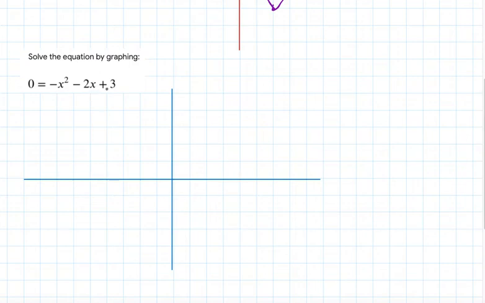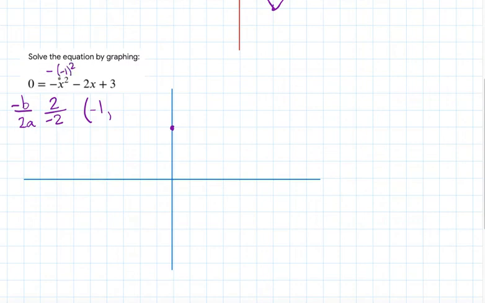So I know that I have a y-intercept at 3, and I know it's going to open downwards, okay, because there's a negative. But I need to find my vertex. So negative b over 2a. Negative b would be a positive 2. 2 times negative 1 is negative 2. So I have negative 1. So I have negative times negative 1 squared.